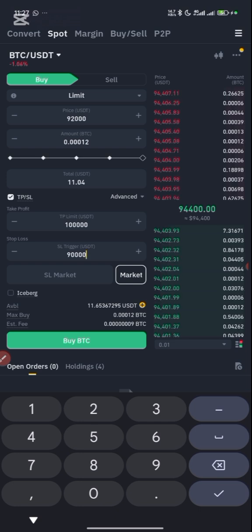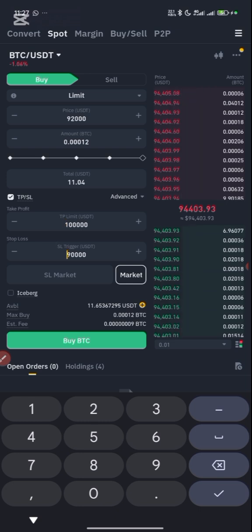So that means if the trade goes as you wish, as you forecasted, and it reaches $100,000, your trade will close automatically. That means your profit will be taken for you and you are out of that trade.